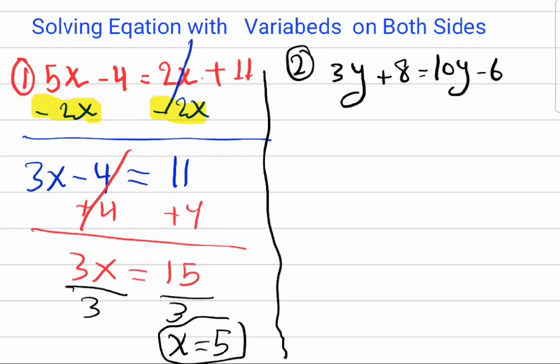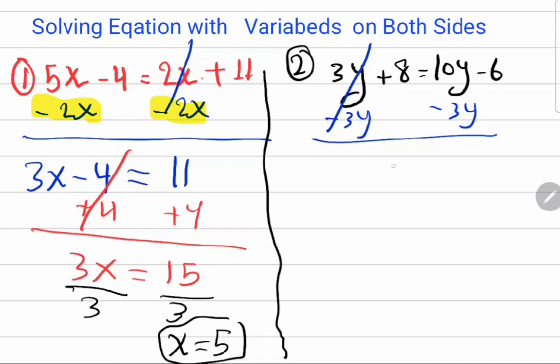We have a 3 in front of the variable and a 10 in front of the variable. 3 is smaller in value, so let's get rid of the 3y. Now that's a positive 3y, so the inverse operation, subtract. So let's subtract 3y from the left side. Whatever we do to one side, we must do to the other. So subtract 3y from the right side as well.